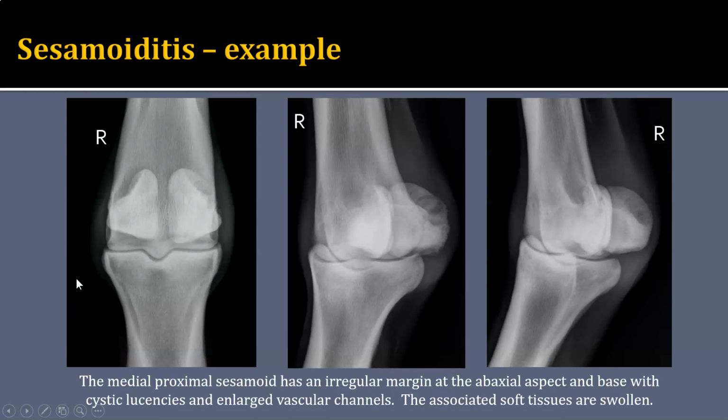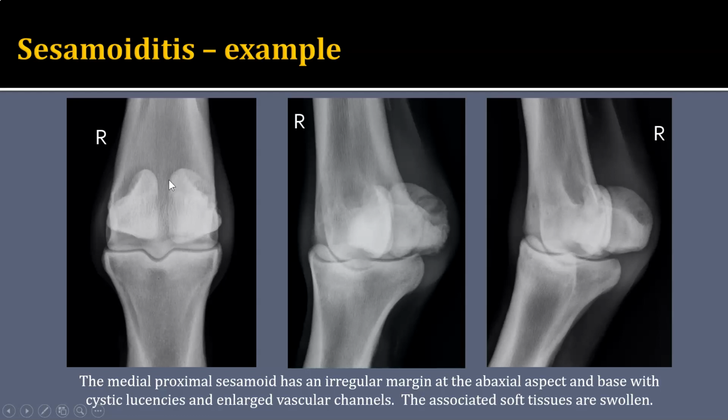Here's an example of a different patient that I gave you the DP view and then the two oblique views. On this patient, on the DP view, I just wanted to point out that it can be a little bit more challenging to evaluate the proximal sesamoids. The lateral one here is pretty normal. On the medial one, if you look at this abaxial margin, there are some irregularities and probably some lucencies that we can see, and we'll see those repeated.